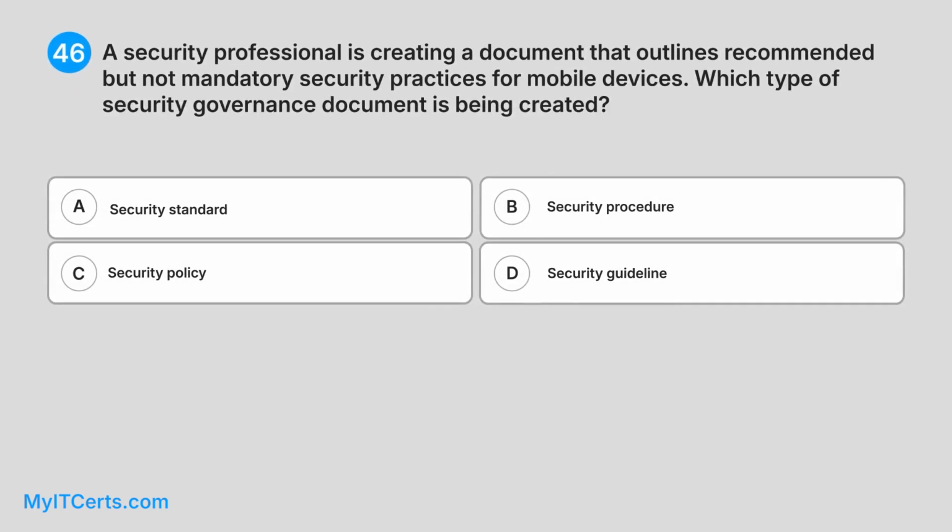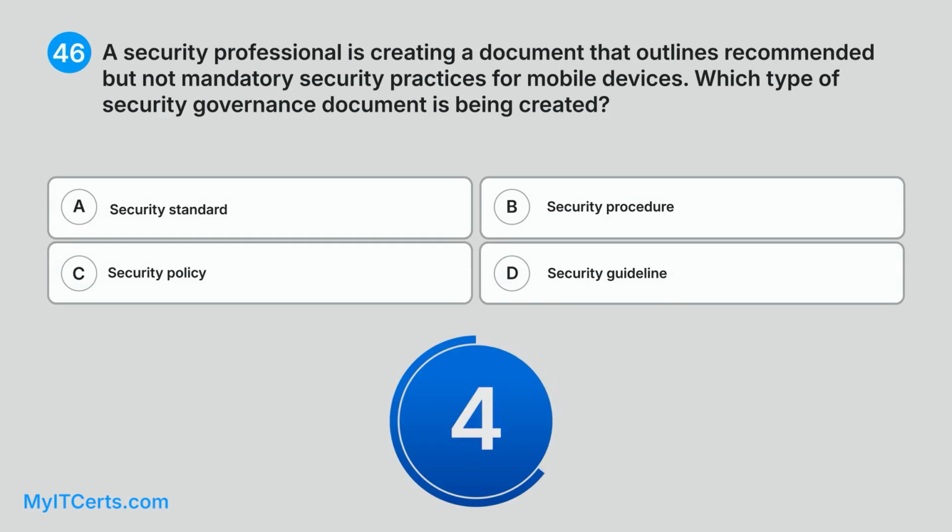(46) A security professional is creating a document that outlines recommended, but not mandatory security practices for mobile devices. Which type of security governance document is being created? A. Security standard. B. Security procedure. C. Security policy. D. Security guideline. Can you guess the answer?